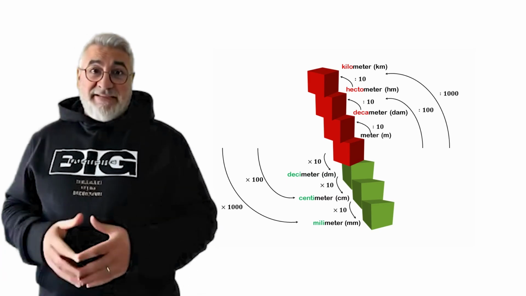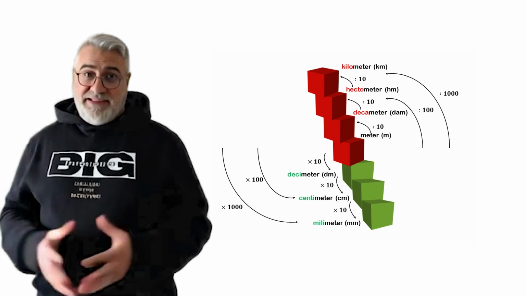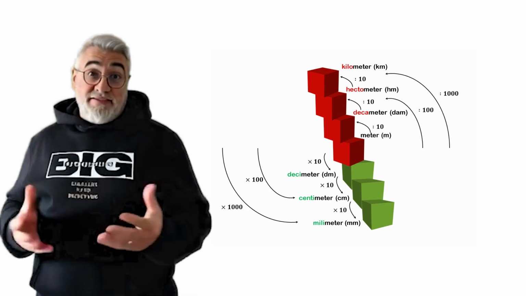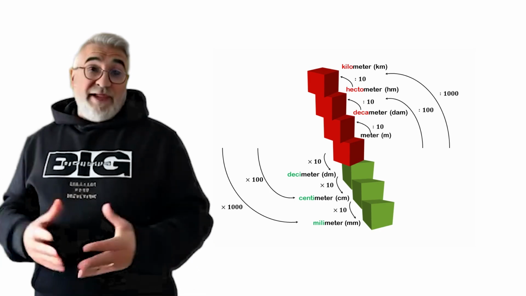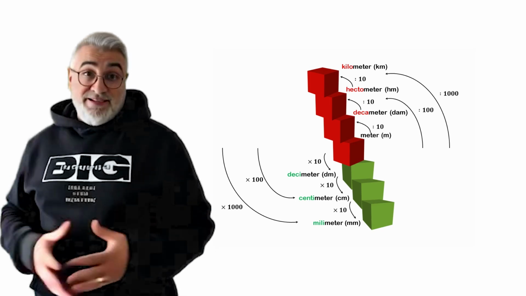Each step to the right means dividing by 10. Each step to the left means multiplying by 10. This structure helps us convert from one unit to another in a simple and logical way. For now, it is important to understand how these units are organized and what they measure.